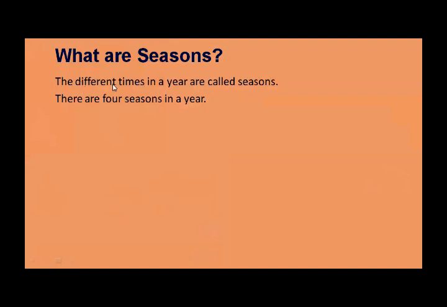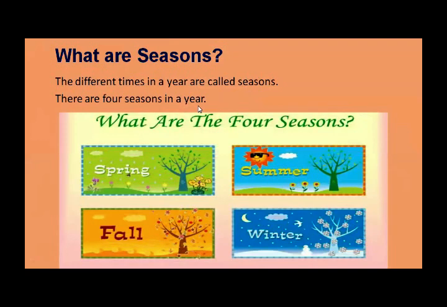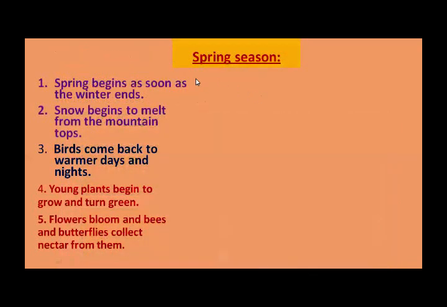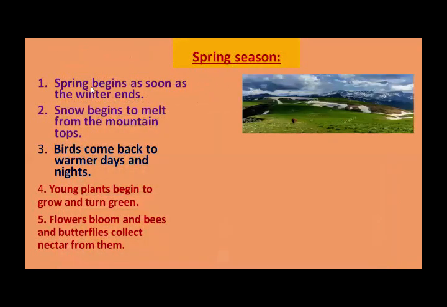The different times in a year are called seasons, and there are four seasons in a year. You know it very well: spring, then summer, then fall. Fall means autumn, then winter. So that means there are four seasons in a year. The first one is spring. Okay, beta, spring begins as soon as the winter ends.